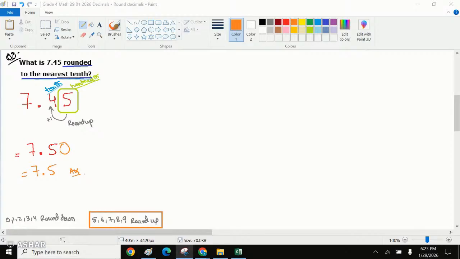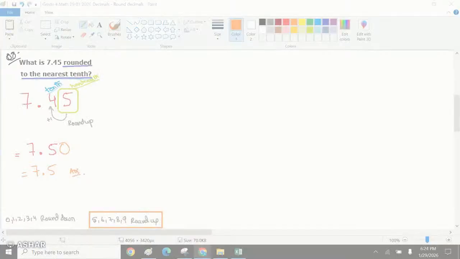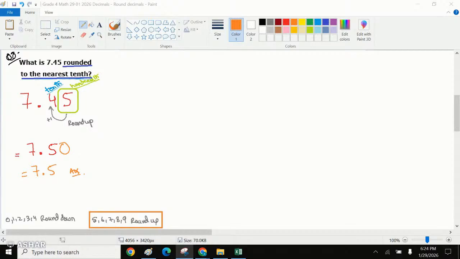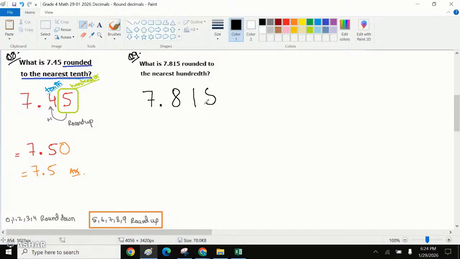Okay. The next question says, if 7.815 is rounded off to, let's have a look. This was the question given to us. And what they are saying is, if 7.815 was rounded off to the nearest 100th position, right? Let me copy the numbers first. See, this is 7.81 and 5, right?